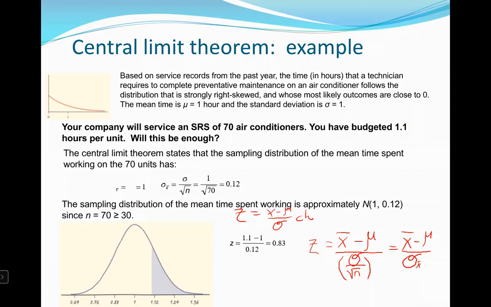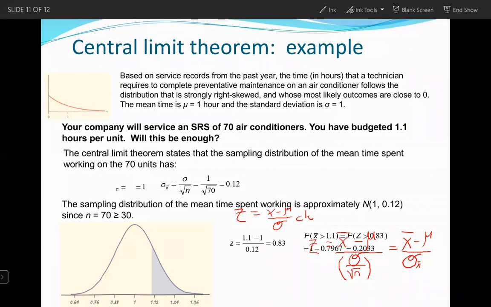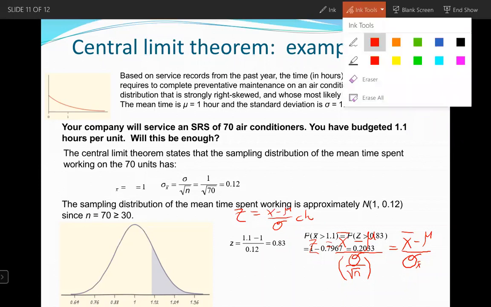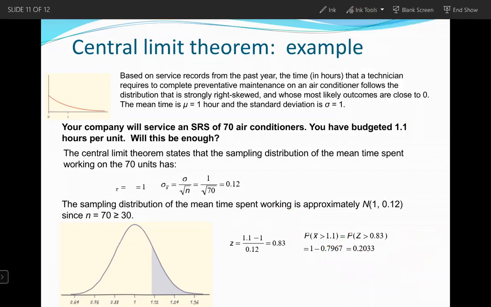Okay, so we have 1.1 minus 1 in our numerator, just 0.1, and we divide that by the standard deviation of the sampling distribution, 0.12. So 1.1 minus 1 in our numerator divided by 0.12 yields 0.83. Let me erase my drawings here so you can see the words. The probability that X bar is greater than 1.1 is the probability that we have a z-score greater than 0.83.